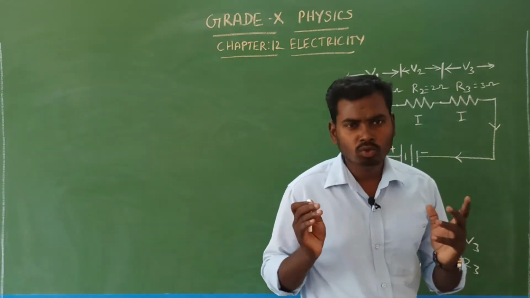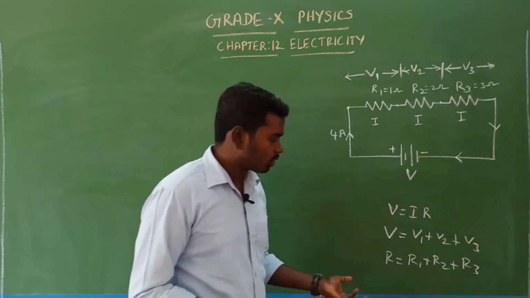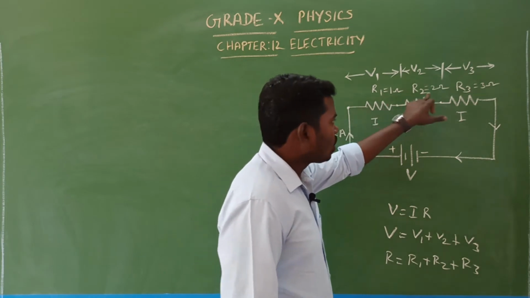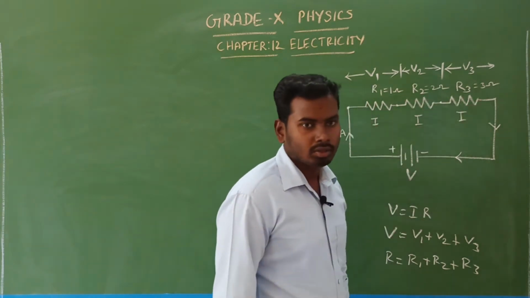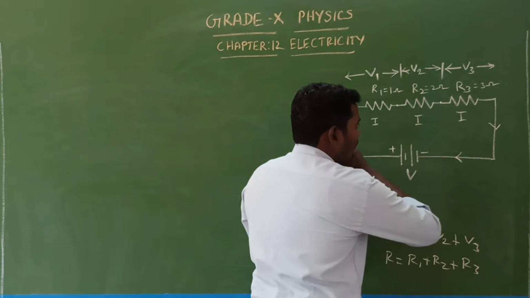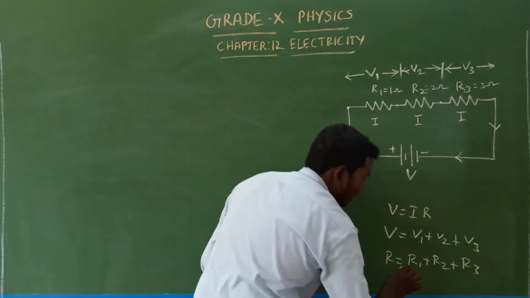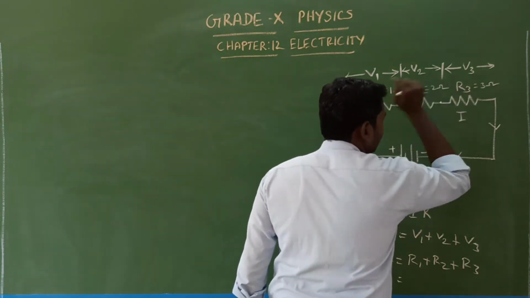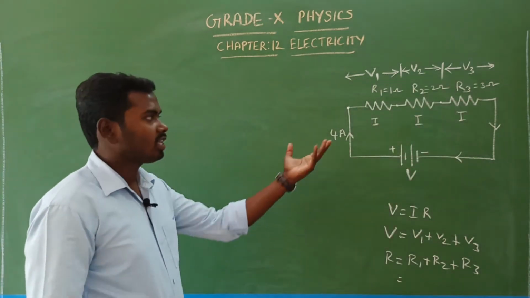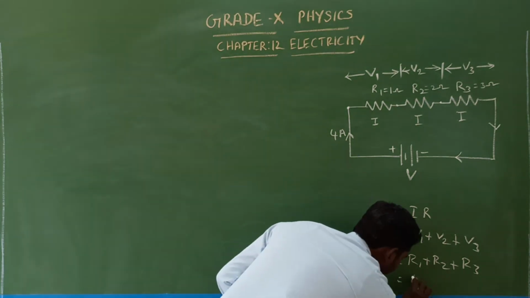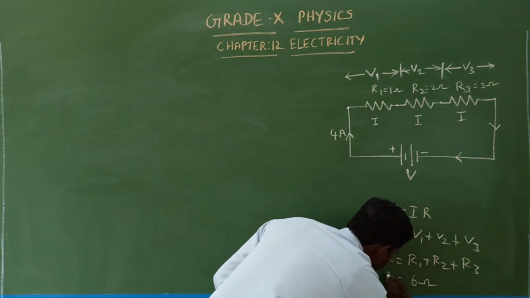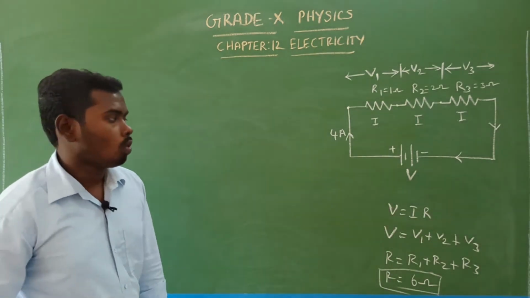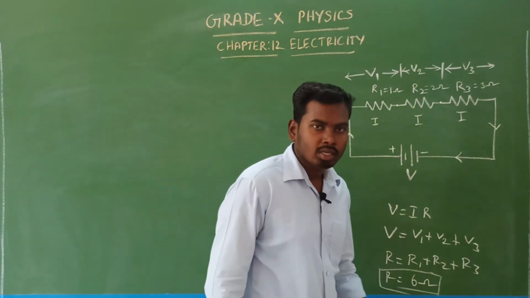Very easy. Please don't panic. So now what is the R1 value? R1 is 1 ohm, R2 is 2 ohm, R3 is 3 ohm. Am I right? So add all these values. What will be the total resistance value? 1 plus 2 plus 3 is equal to 6 ohm. So here the total resistance value is 6 ohm.